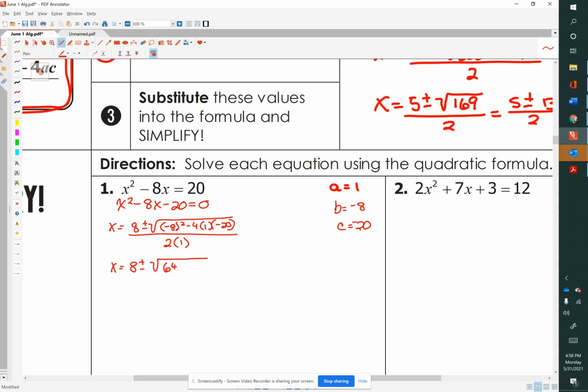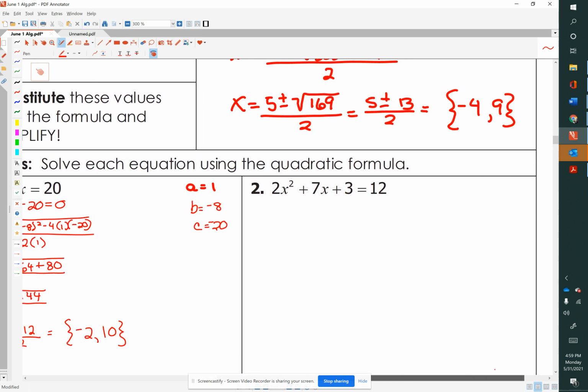So this will be 64 plus 80, all of that divided by 2. That would be 8 plus or minus the square root of 144, again all of that divided by 2, which will be 8 plus or minus 12 divided by 2, which will equal -2 or 10. You can check these by plugging them into Desmos and seeing if this works.